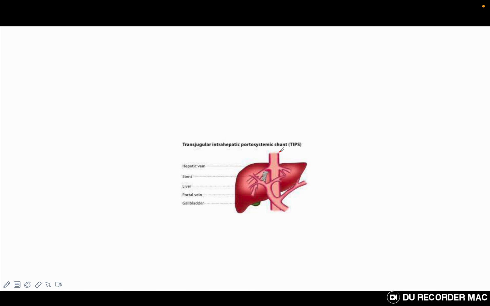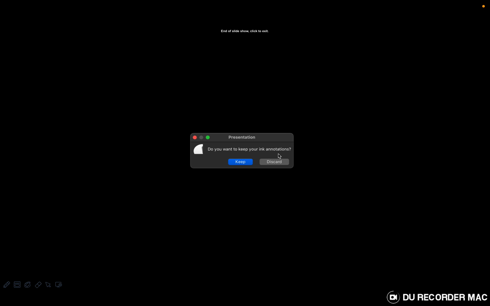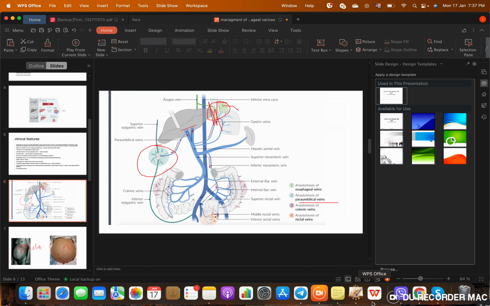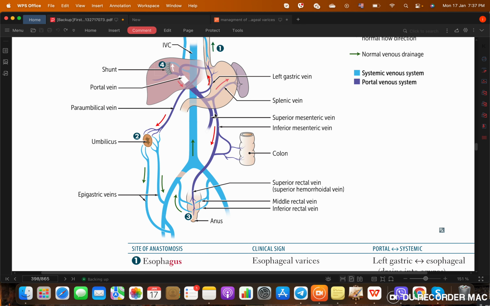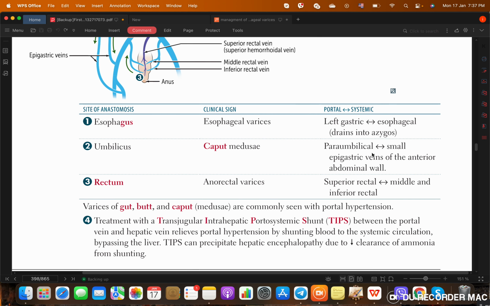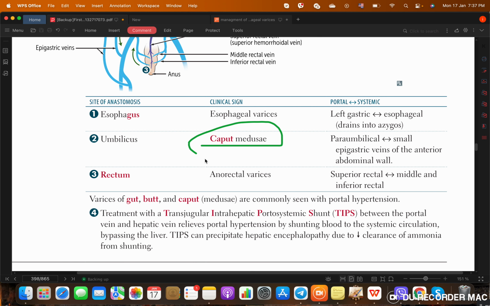The last one is TIPS, which is a transjugular intrahepatic portosystemic shunt, but this one is a little bit different. We'll speak about it in detail now because it's high yield. So yeah, that was really quick about the esophageal bleeding and different ways of managing it. And now about the umbilicus, we will have caput medusa. You saw a picture about that. We'll have paraumbilical or a small epigastric vein of the anterior abdominal wall.